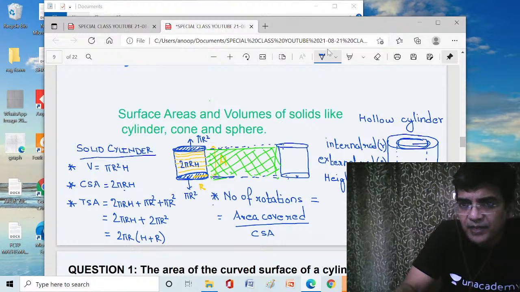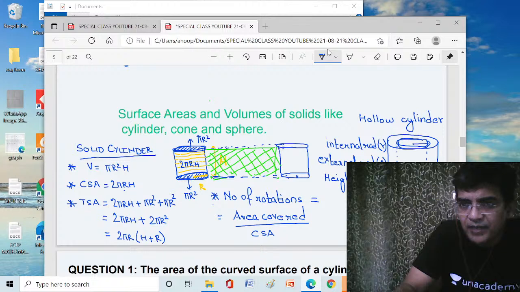So pi r square h. This is the formula for volume of material. Once you will find the volume using external dimensions, the other time you will find the volume using internal dimensions, and then you will subtract it.